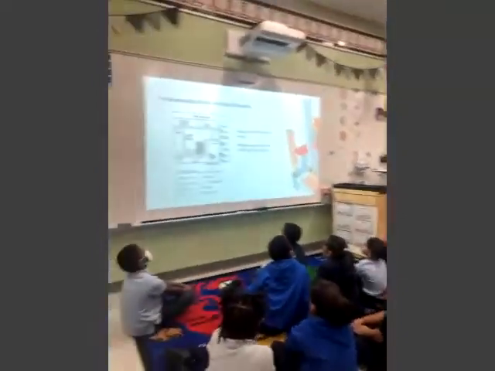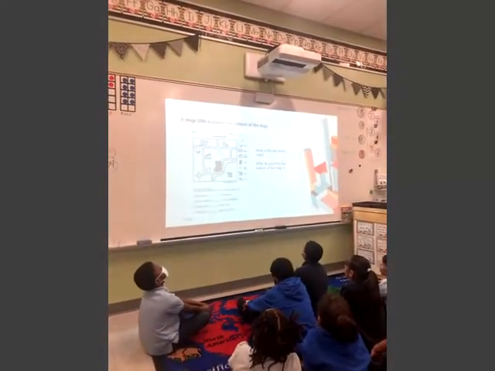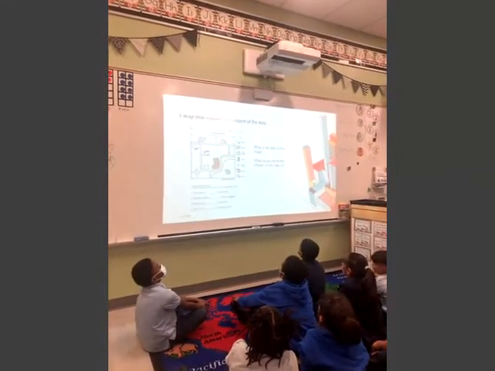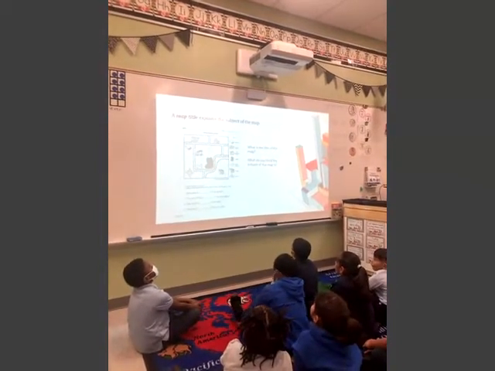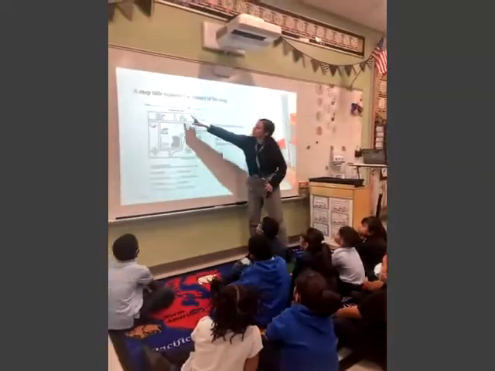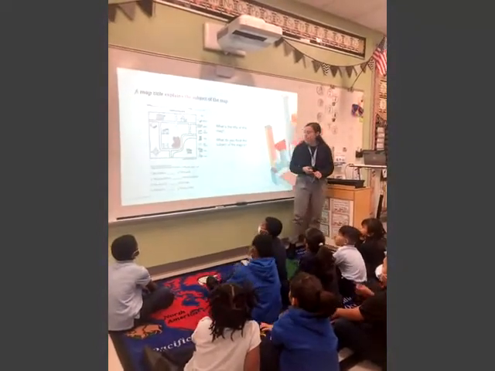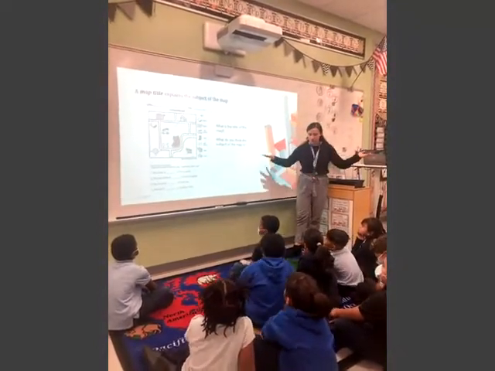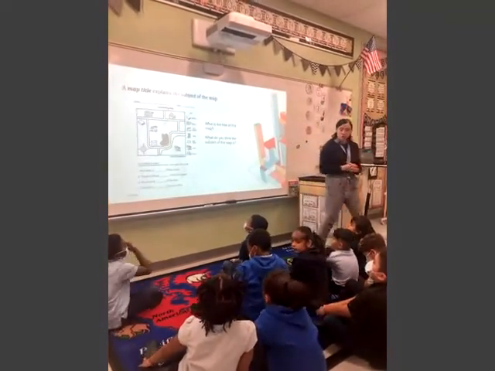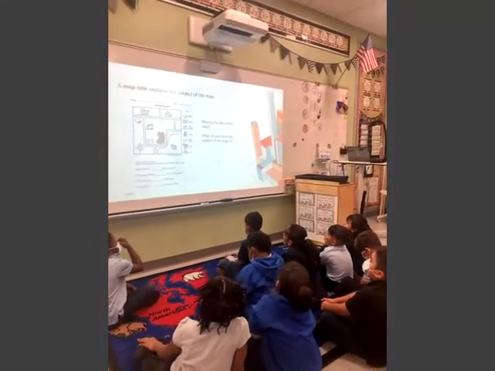So first thing that you should know is a map title. A map title explains the subject of the map. On this map, the title is Community Map. You can see right here is the title, Community Map. Based on the title, what do you think the subject of the map is going to be? What do you think the map is telling us? Sonia. Where the places are? Where the places are in what? The community. In our community. Correct. Good job.